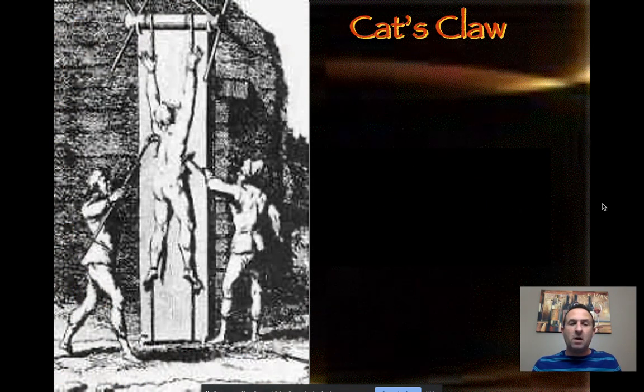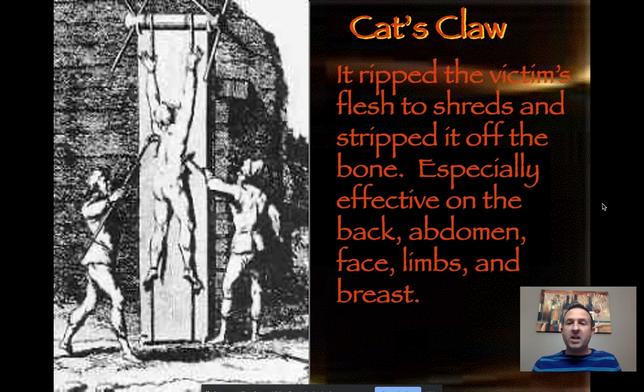Ooh, the cat's claw. So we're going to hang you naked. Take this iron rake with very sharp points on it, and then just kind of scratch your back a little bit until we see bone. It's very effective on the back, the abdomen, the face, the limbs, or even the breasts. Yes, this is a unisex torture device.